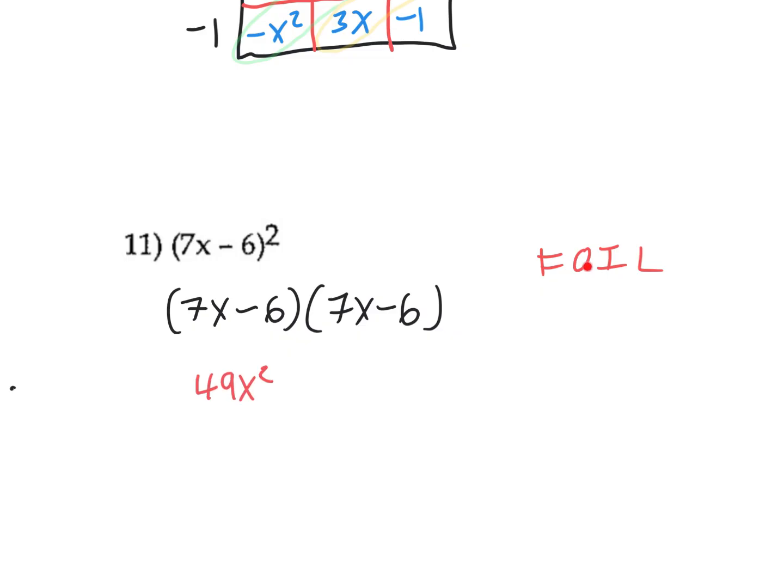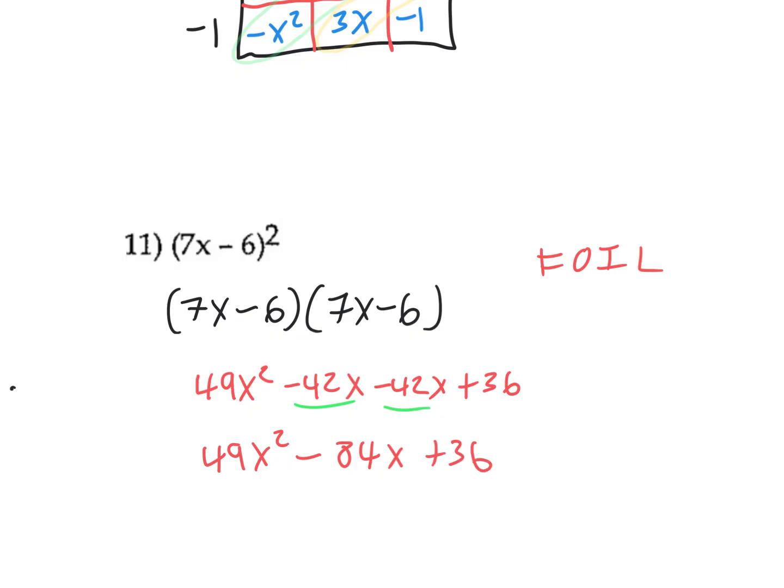What does the O in FOIL mean? That means outer. So that's the two outside things. 7x times negative 6, that's negative 42x. What does the I mean? The I stands for inner. What are the two inner things? These. So that's going to be a negative 42x also. What does the L stand for? L stands for last. So that's going to be negative 6 times negative 6, aka positive 36. Very often, you will have the opportunity to combine like terms in the middle. So that would be 49x squared minus 84x plus 36.